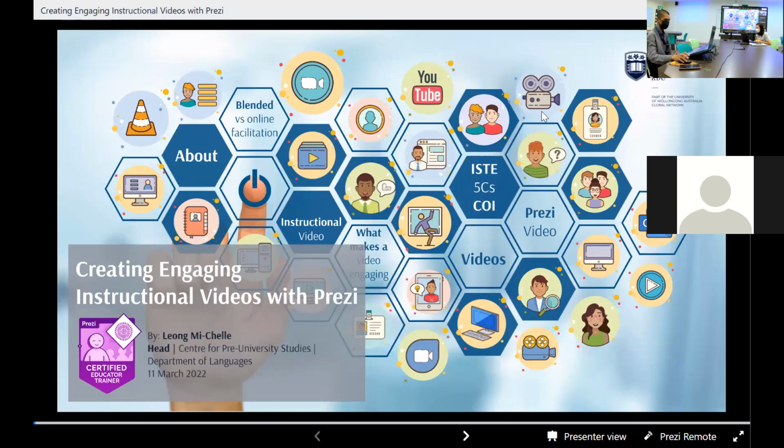Have all of you done that already? Yes. Okay. Did you manage to get the free upgrade already? Because it usually requires 7 to 10 days for Prezi to upgrade your basic account to the Edu Plus. So have you checked if you have received the upgrade? If you have not, it's okay, no worries. You can still follow the session today.